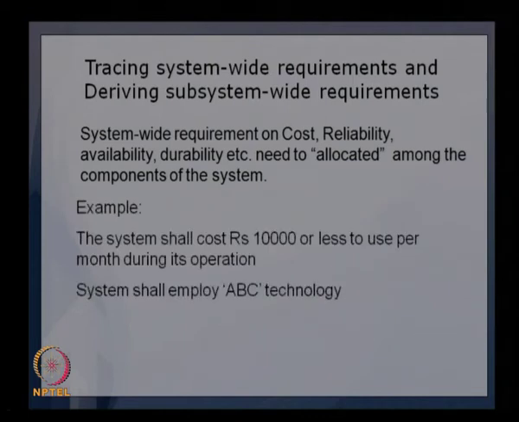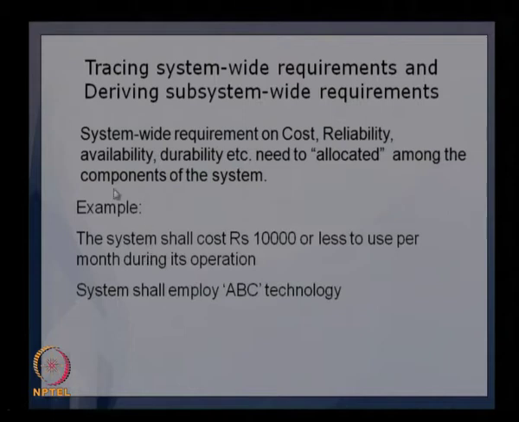Then how do we do this? This is an example where the system shall cost rupees 10,000 or less to use per month during its operation, or the system shall employ ABC technology. So, these are typical system wide requirements. Like this, you can have the system should have a reliability of 0.96 with a design goal of 0.99. That can be another system wide requirement.